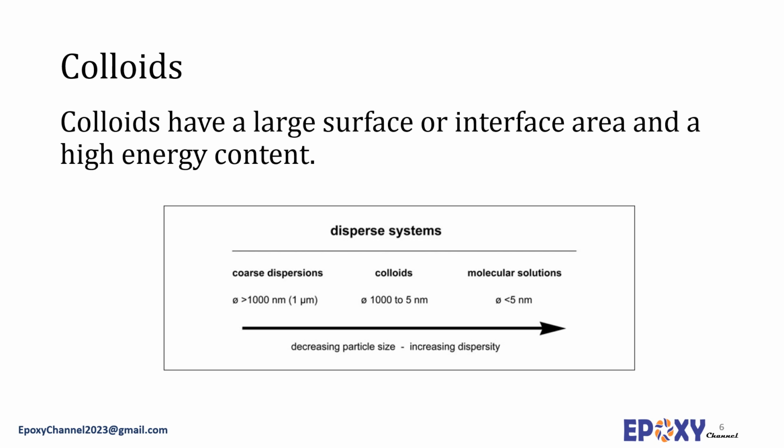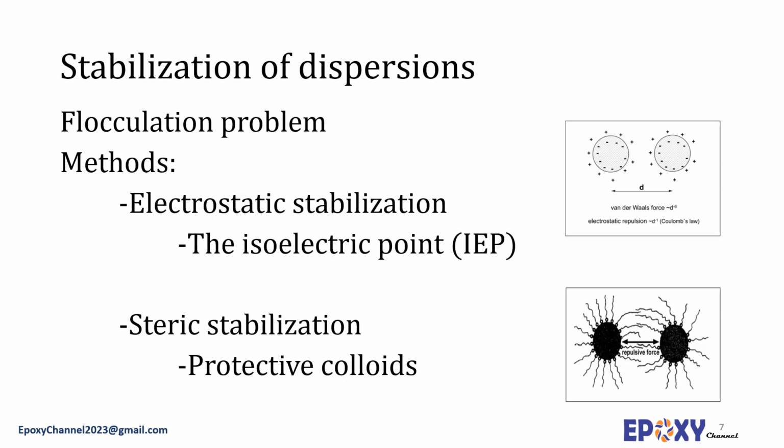It should be mentioned that the atoms or molecules on the surface of the particle have a higher energy content than those inside it. Therefore, the size of the particle is an important factor in colloids. Colloids have a large surface or interface area and a high energy content. Another crucial factor in colloids is the stability of the dispersions. The association of dispersed particles in the medium is called flocculation.